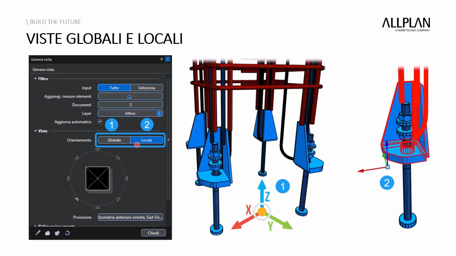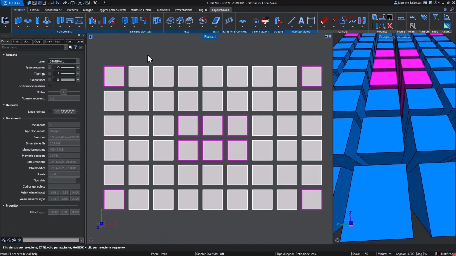In version 2026, we introduced the concept of local orientation, so now within my model, I can decide which element will serve as the reference for generating a local axis reference system. This means that if I modify my model, that type of view will not change. But let's see how it works with a simple example.